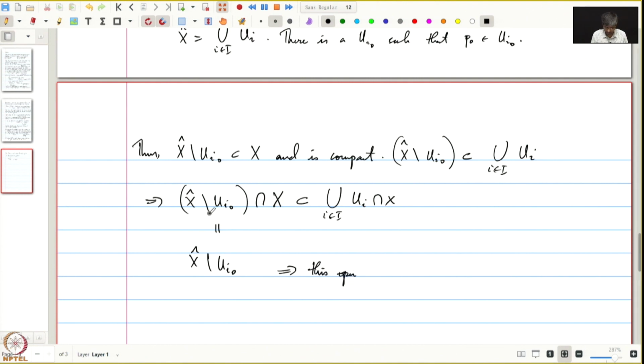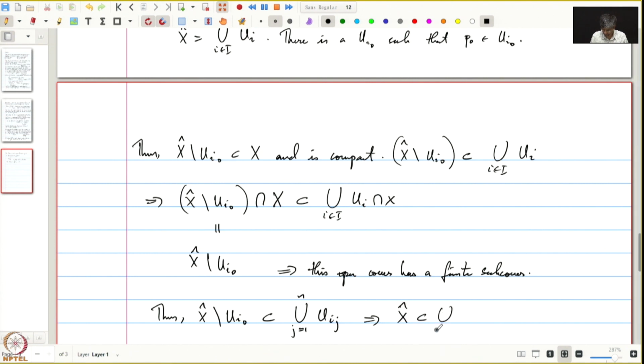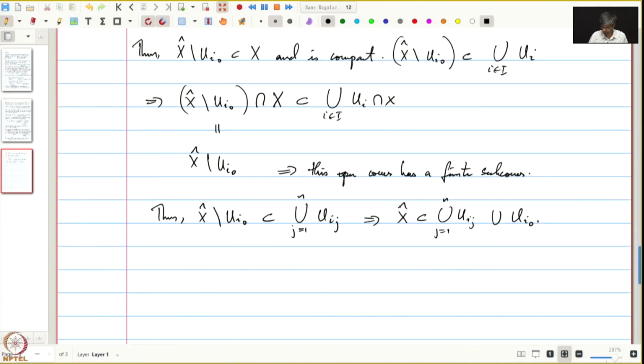Therefore, since X hat minus U_i naught is compact and it is a subspace of X, and we have found an open cover of this inside X, this open cover has a finite subcover. So X hat minus U_i naught is contained in finitely many U_ij. This implies X hat is contained in the union of the U_ij and U_i naught. So this proves that X hat is compact.